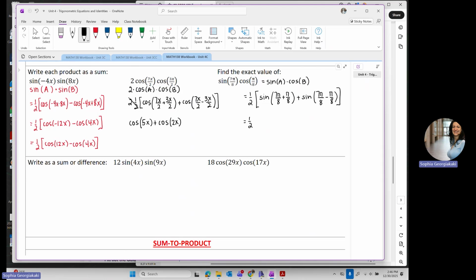This is 1/2. 7 pi eighths plus pi eighths is 8 pi eighths, so that's the sine of pi, plus the sine of 7 pi eighths minus pi eighths, which is 6 pi eighths, which is 3 pi quarters.